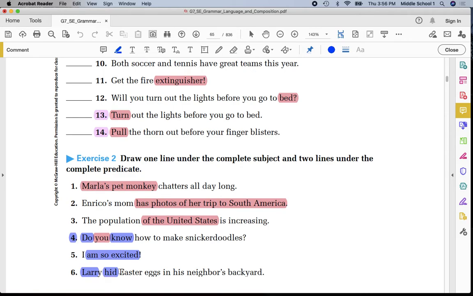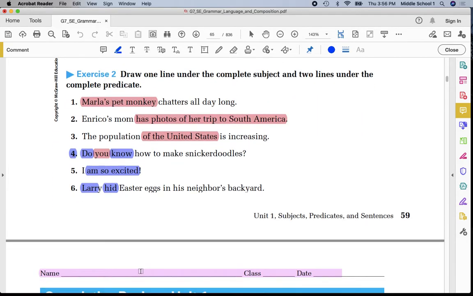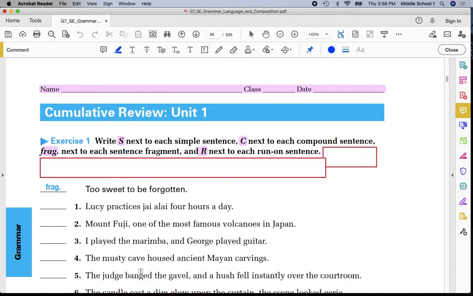My second takeaway is to be able to find a simple subject, a simple predicate, and identify the words in the sentence that are the complete subject and complete predicate. Next page.